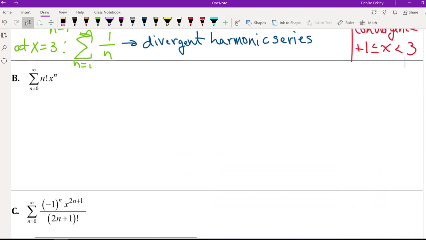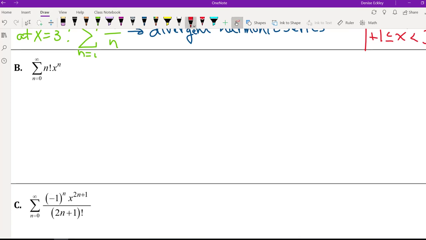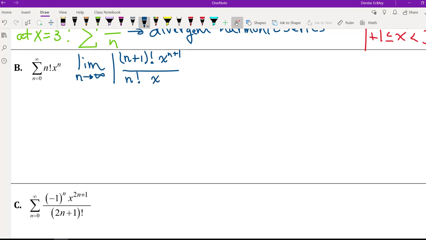All right, part B. Now we have the summation from n equals 0 to infinity of n factorial times x to the n. So we're going to start these the same way every time. Let me just erase this now. I don't really need it. So we're going to use the ratio test to find whether or not we have a radius of convergence other than at the center. This is going to be divided by n factorial over x to the n.